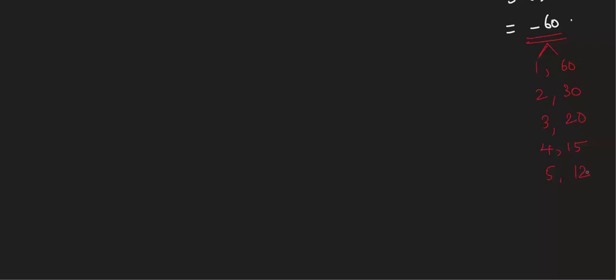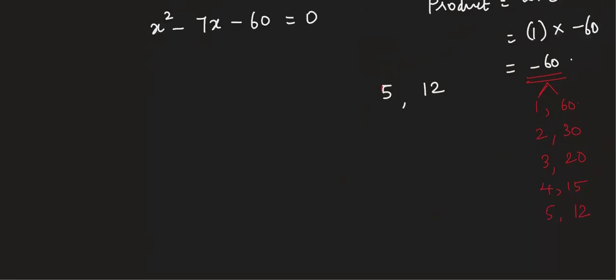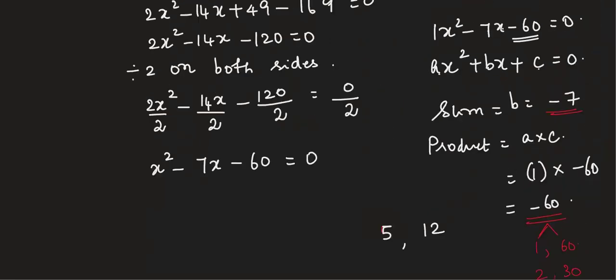Yes. And is the difference between them, or if you add them, subtract them, are we getting 7? I think we can try. See, the numbers are 5 and 12. So when I multiply them, I get 60. But then when I add them, I should get negative 7.